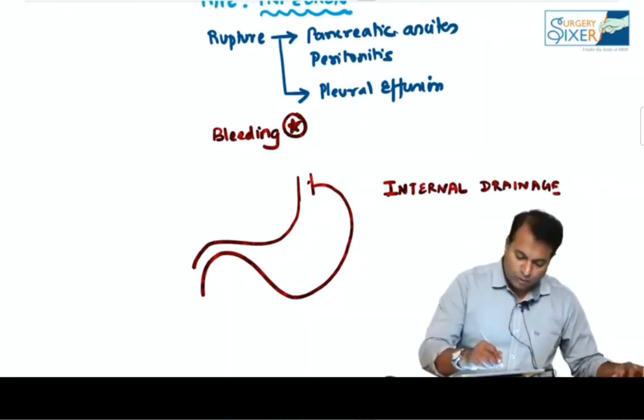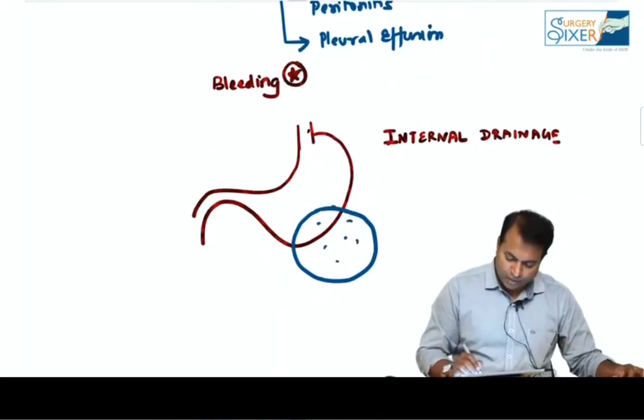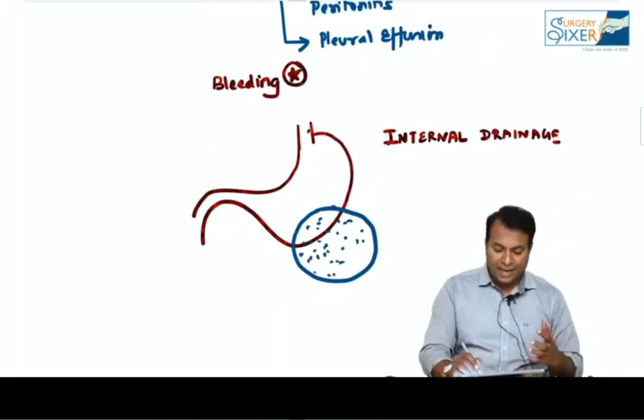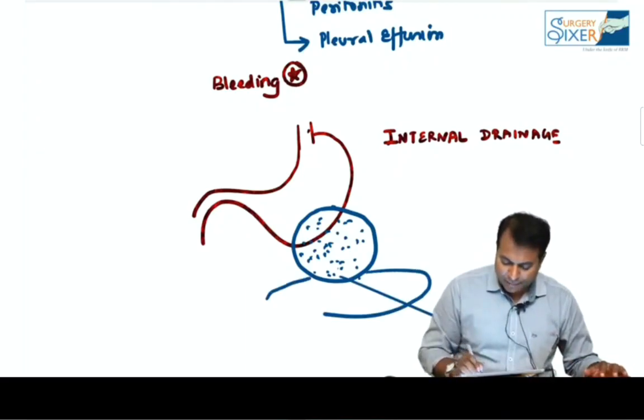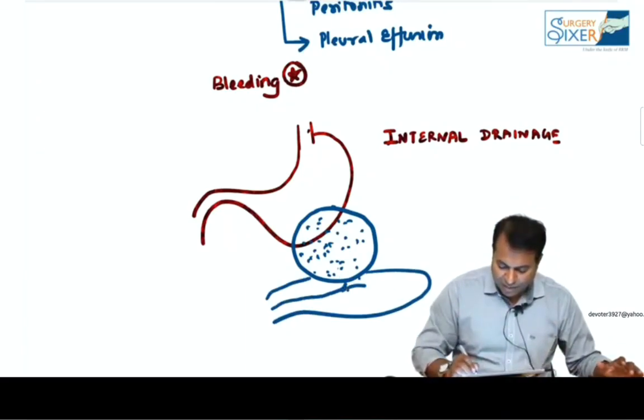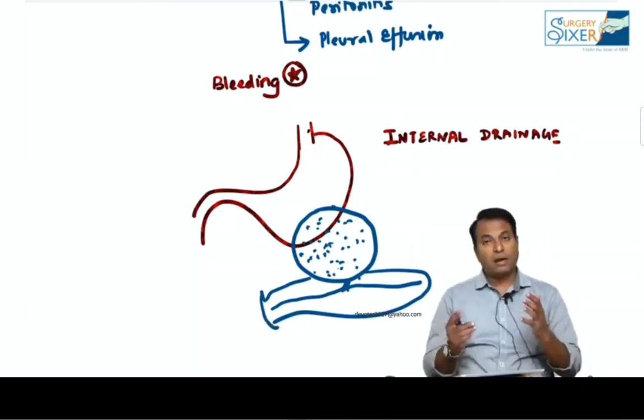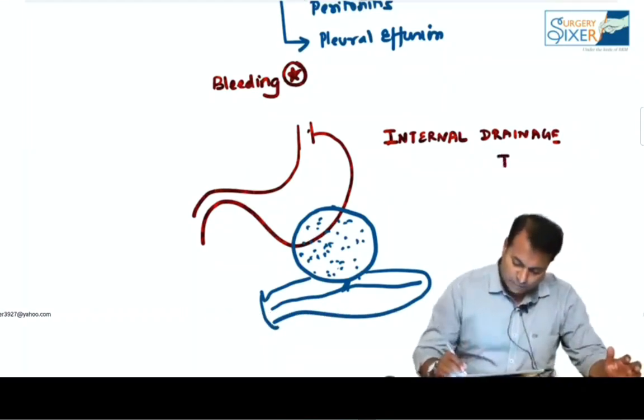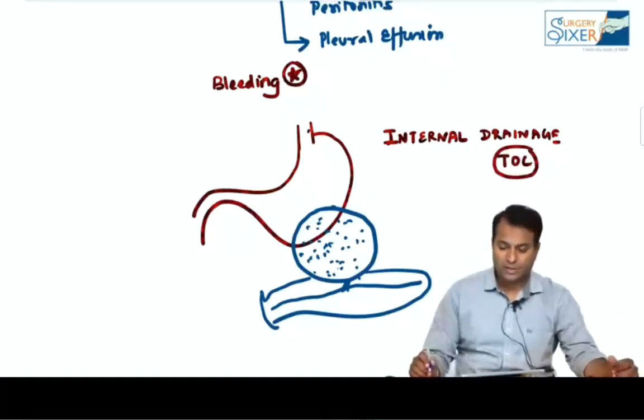Internal drainage means we have to drain the cyst. For example, if this is a cyst with fluid, we have to drain it because many times there will be communication with the pancreatic duct. So please remember, we should not do external drainage because many times there is communication with the pancreatic duct. If you do internal drainage, it will resolve nicely. So internal drainage is the treatment of choice.